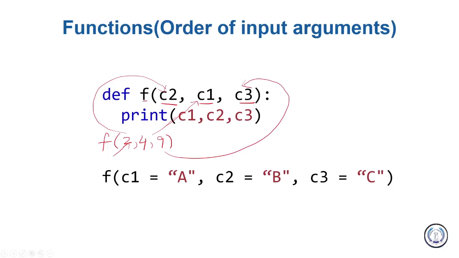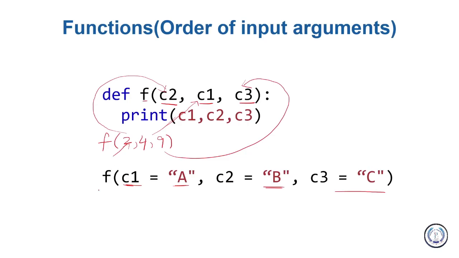One workaround for this is that at the call time, you actually define the variable names and their values. For example, you call f and you say, okay, c1 has this particular value, but this way you need to know that the symbol name in the definition is exactly c1. So c1 has this value, c2 has this value, c3 has this value.